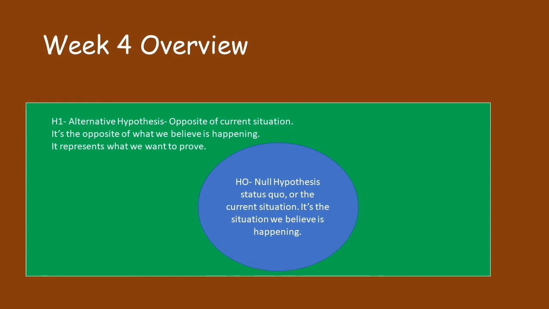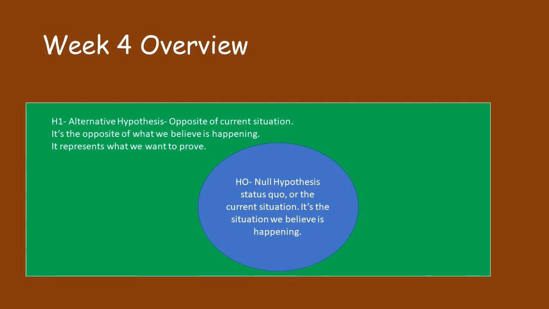The null hypothesis expresses what we would call the status quo, or the current situation. It's the situation we believe is happening, so we assume the situation is correct by default. All other hypotheses, alternatives for example, are outside of the null hypothesis set, and those are called the alternative hypotheses. It's the opposite of the current situation.